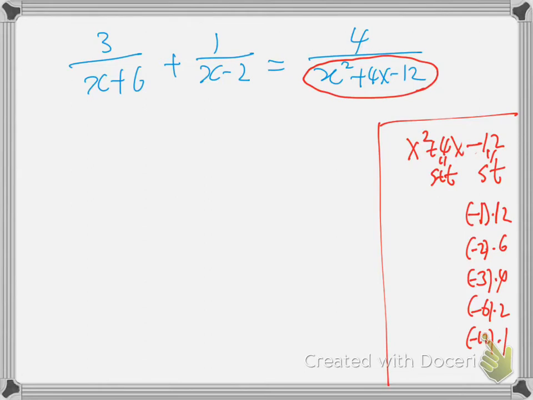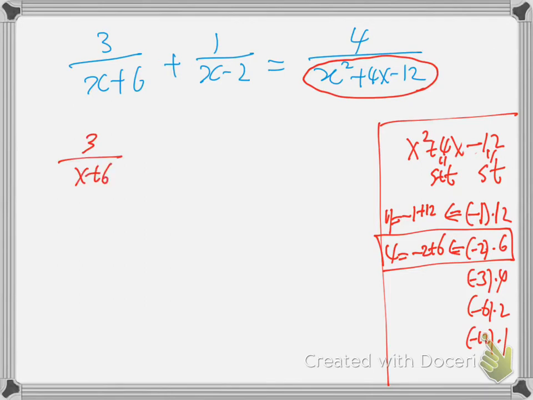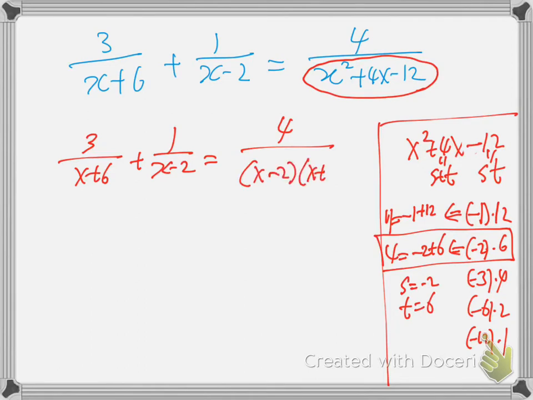So this is the list of possible products for negative 12. So what's the sum? So here the sum, negative 1 plus 12 is 11. So this is wrong. Here the sum, negative 2 plus 6, this is 4. So that's the answer, right? Okay, yeah, so now let's rewrite it. 3 over x plus 6 plus 1 over x minus 2 is 4 over, s is negative 2, t is 6. So this is x minus 2 times x plus 6.